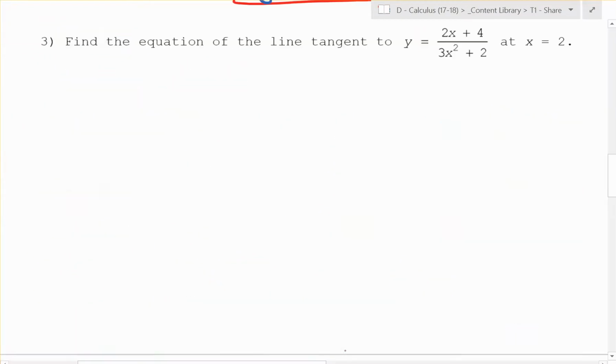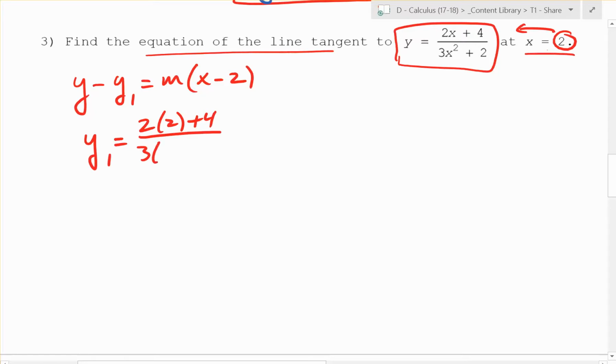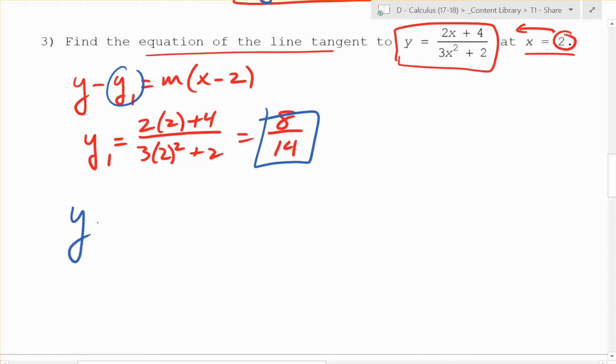That's what we can do by hand. Some of the things we can do by hand. So I could still ask you to find an equation of a tangent line, but let's do a function that's a little different. This is not a polynomial, so we can't use that shortcut. We do have the x value of 2, and we know it's going to be y minus y1 is equal to m times x minus 2. We can find y1. y1 happens when you plug in 2 into this. So it's going to be 2 times 2 plus 4 over 3 times 2 squared plus 2. So that's going to be 8 over 3 times 4 is 12, 14. So we know that y1 will be this. So we now know it's y minus 8 over 14 is equal to m times x minus 2.